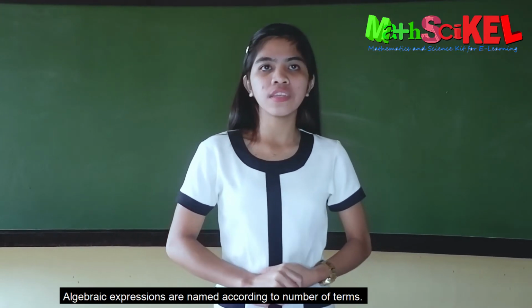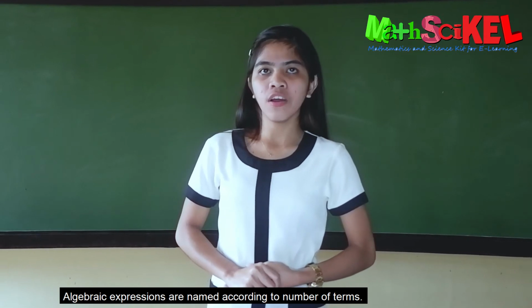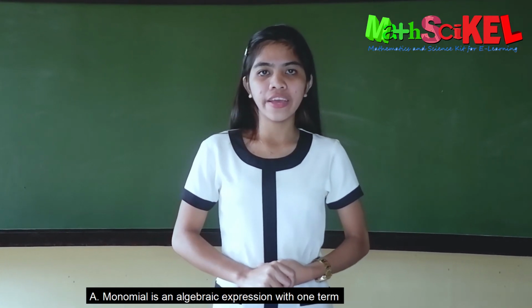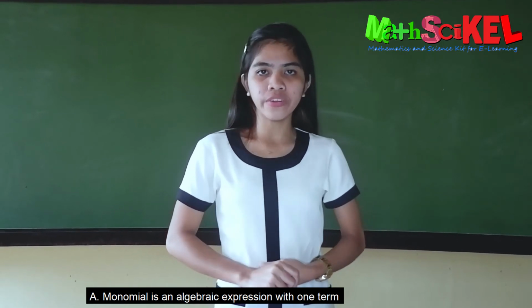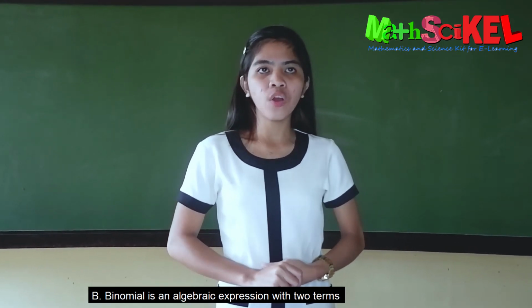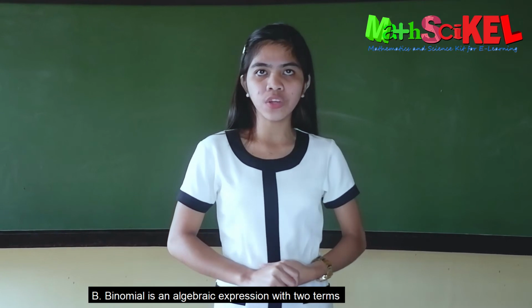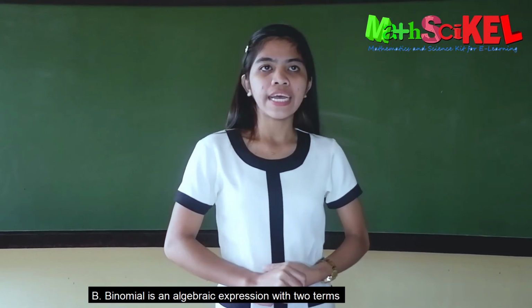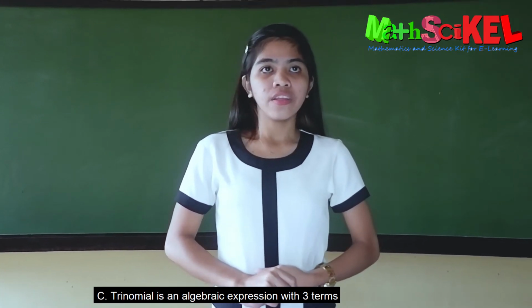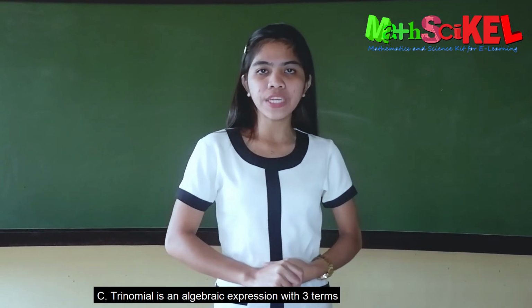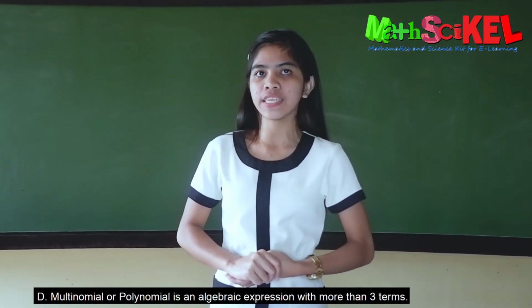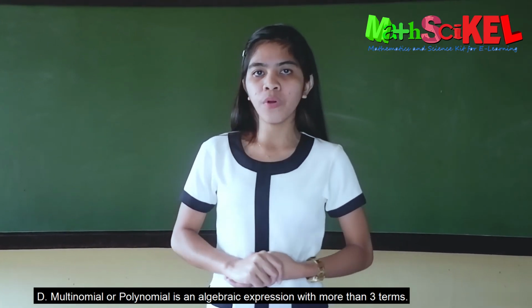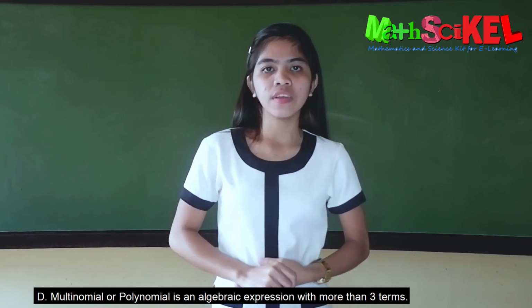Algebraic expressions are named according to the number of terms. A. Monomial is an algebraic expression with one term. B. Binomial is an algebraic expression with two terms. C. Trinomial is an algebraic expression with three terms. And last, D. Multinomial or polynomial is an algebraic expression with more than three terms.